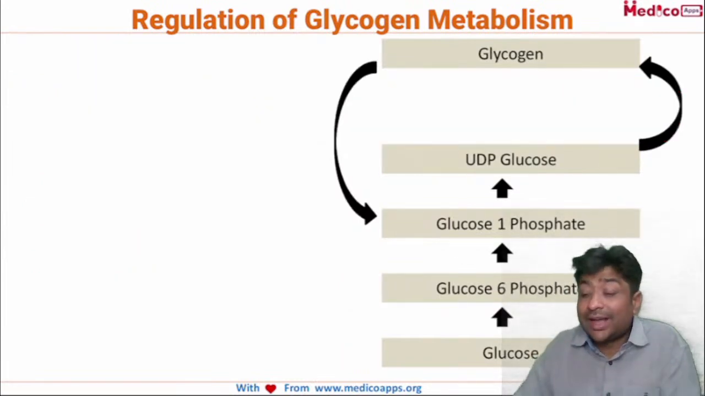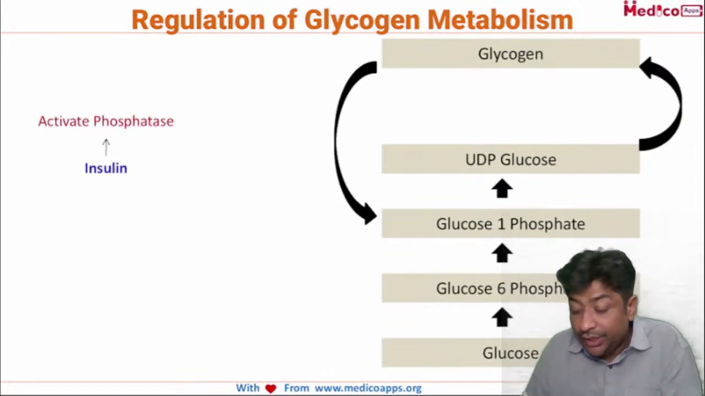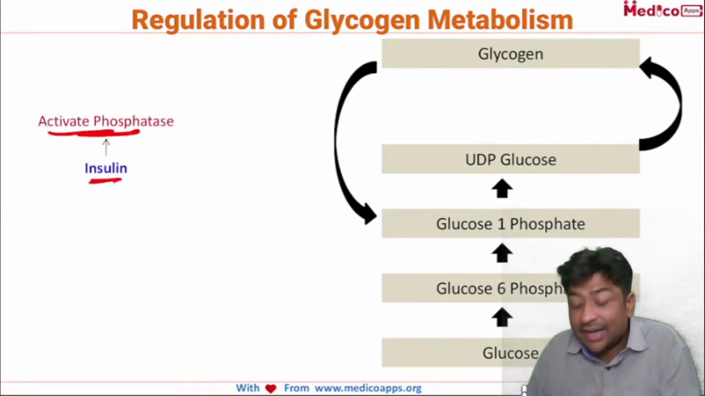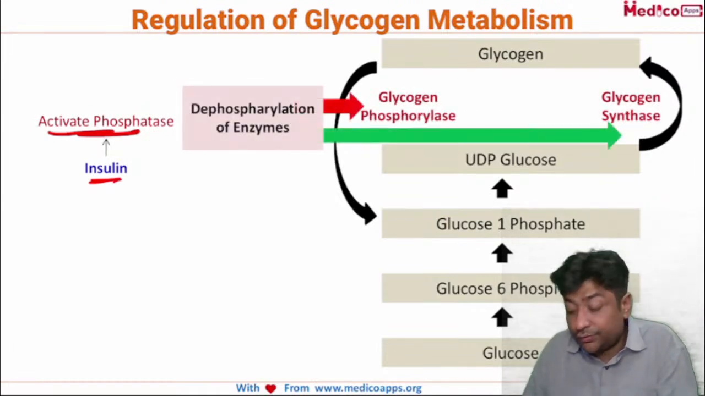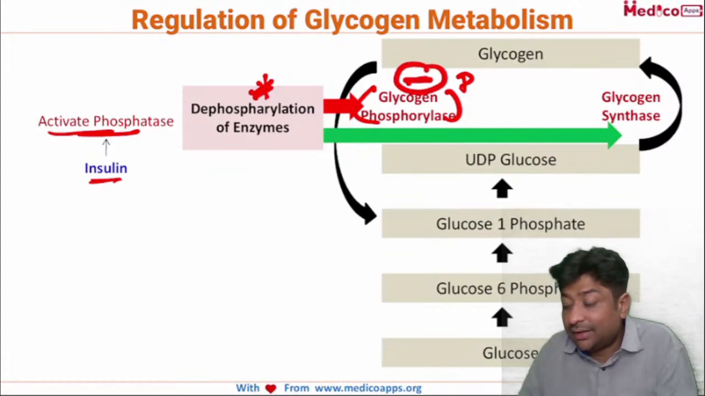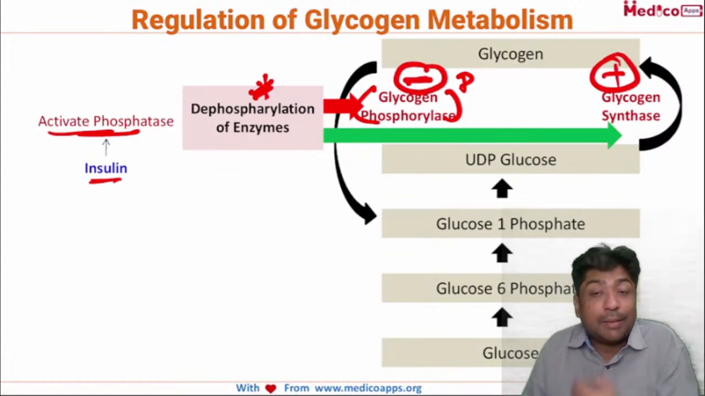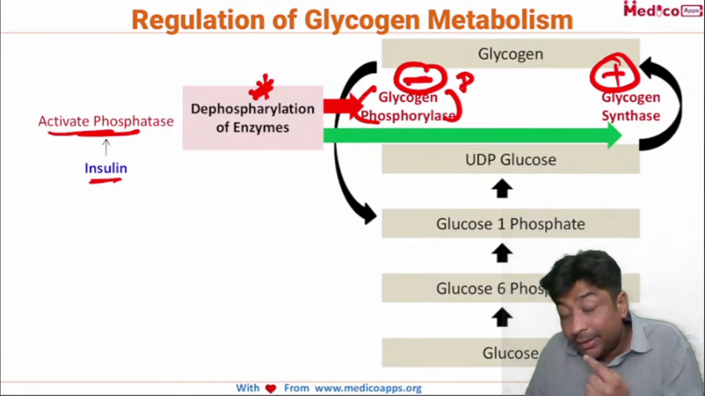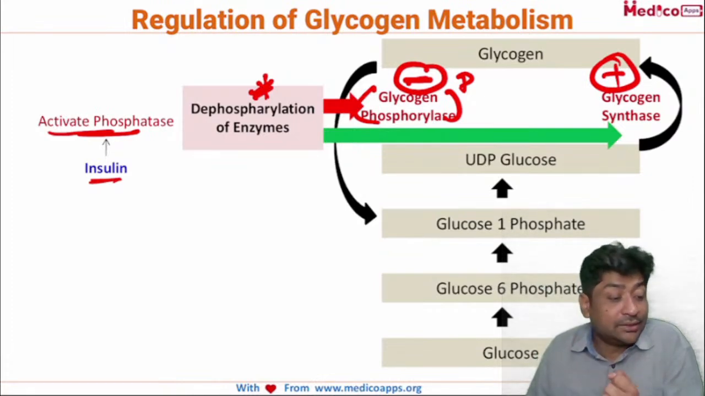Now let's look at how insulin actually influences glycogen metabolism. With insulin, the first action is that it activates phosphatase. What will phosphatase do? It will remove the phosphate, dephosphorylation of the enzyme. As I told you, this is active in the phosphorylated state. The moment phosphate is removed, it becomes inactive and this becomes active. So more glycogen synthesis will happen. But insulin has another important mechanism which you should remember.